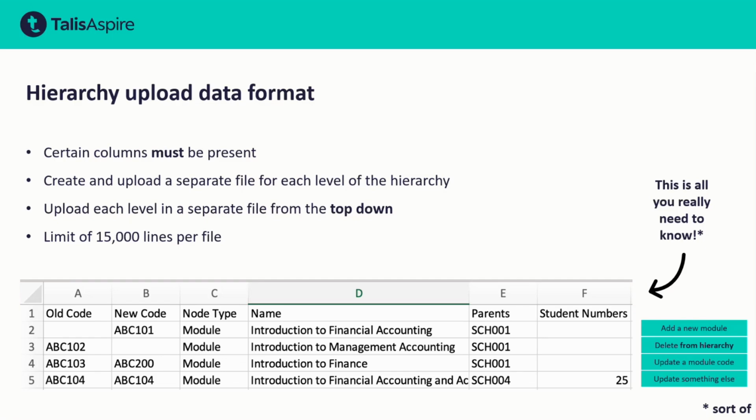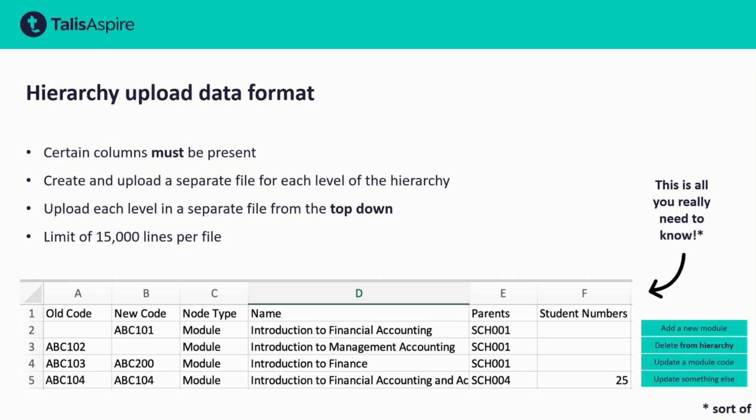You should create and upload a separate file for every level of the hierarchy, and you should work from the top down. The reason we say to work from the top down is that to link one node to another, the node you're connecting to via that parents field has to exist already. You can't link it to a node that doesn't yet exist. So it makes sense to move from the top down as you do that. Now, you're probably not going to hit the limit of 15,000 lines per file. Never say never, but you probably won't hit that, but do be aware that there is a limit in place here.